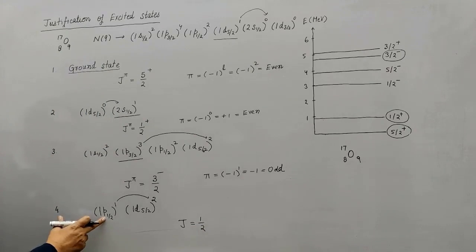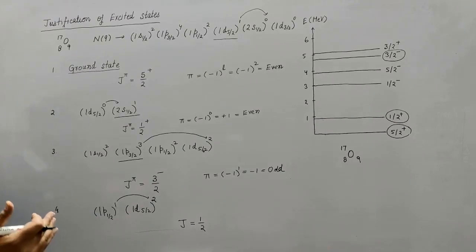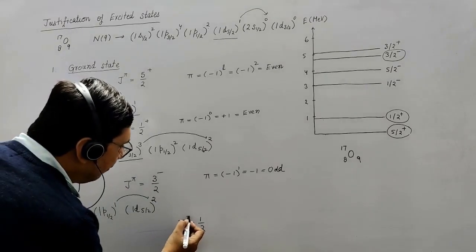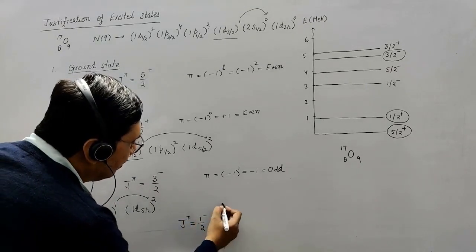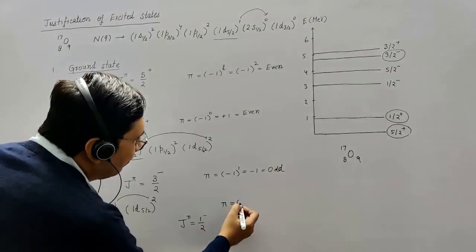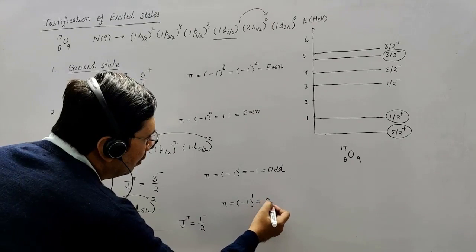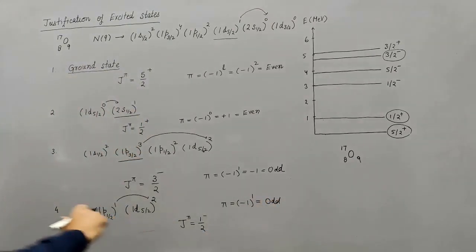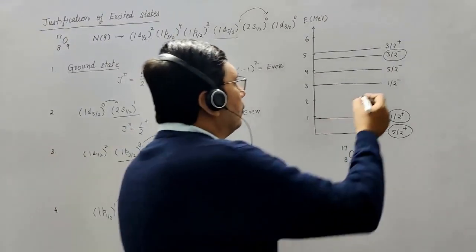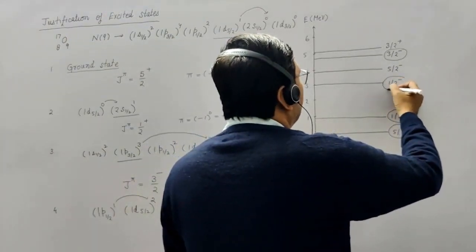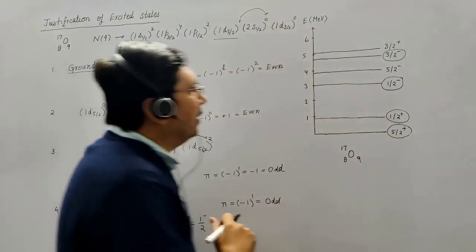What will be the parity? This is the P subshell. For P, L is equal to 1. So automatically this will be minus 1 to the power 1, which is minus 1. This will be an odd parity. So the state will be 1 by 2 minus. In this way we have explained the existence of this 1 by 2 minus state.